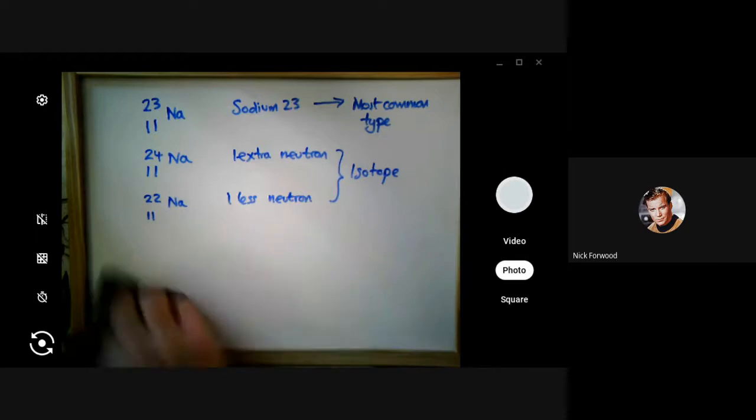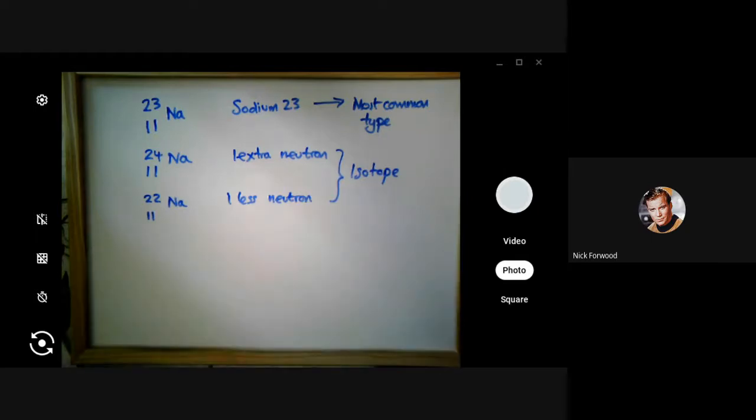So adding or taking away neutrons doesn't change the chemical composition. It doesn't change the element that you've got. Because neutrons are neutral, they don't at all affect the chemistry of what goes on. So adding extra neutrons or taking away extra neutrons doesn't change the chemical composition.